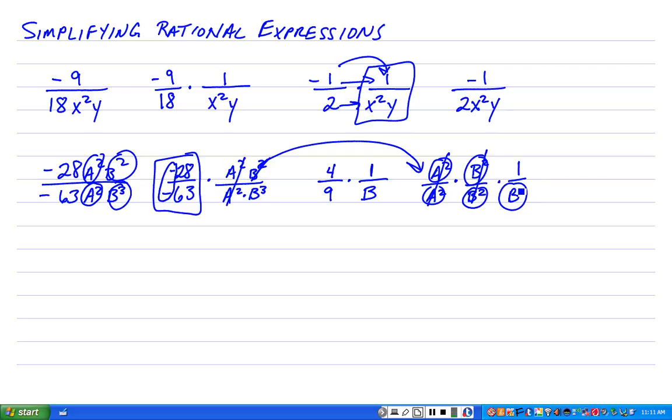So I have my 4/9 from this part and my 1 over b from this part. So bring that together and you end up with 4 times 1, which is 4, and 9 times b is 9b. So 4 over 9b. Okay, let's look at one more. Let's see if we can find a good one.